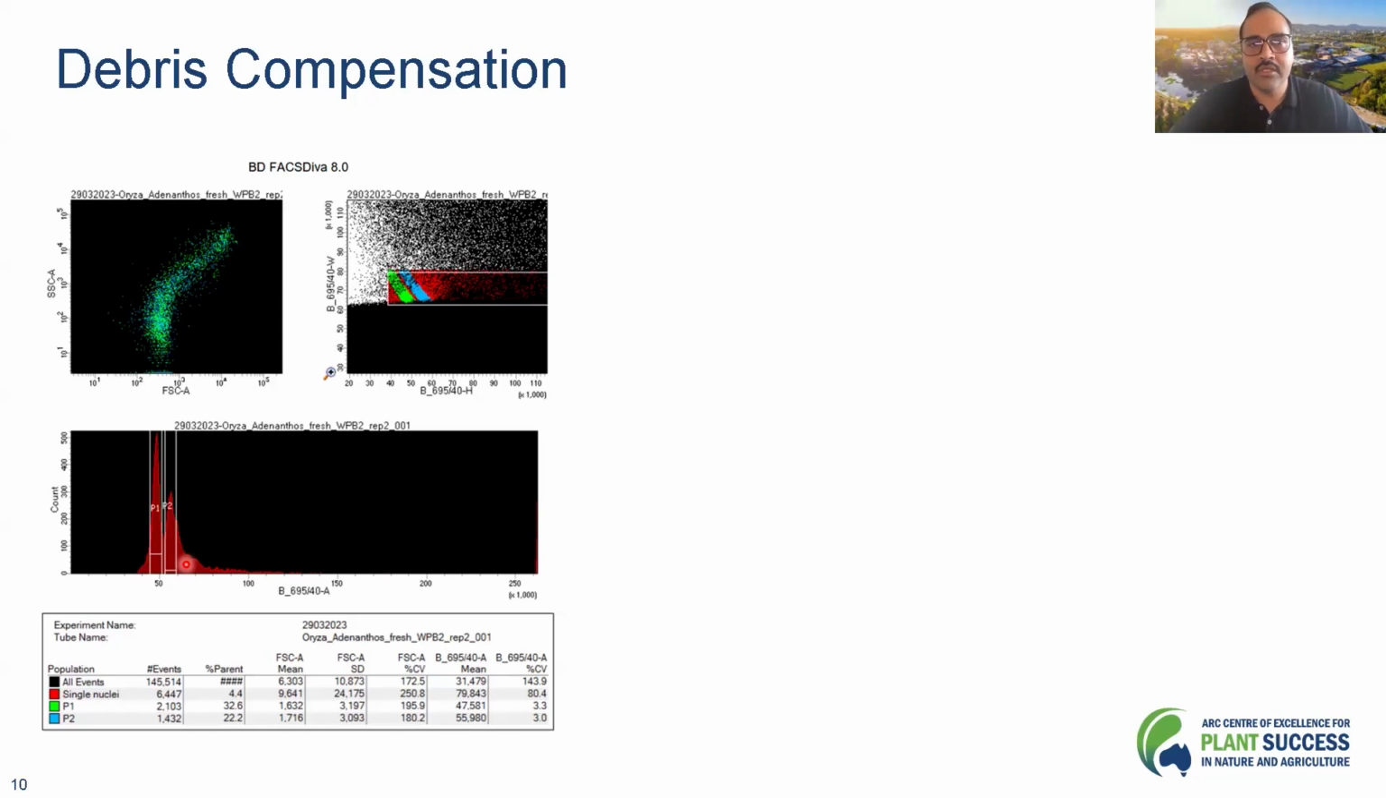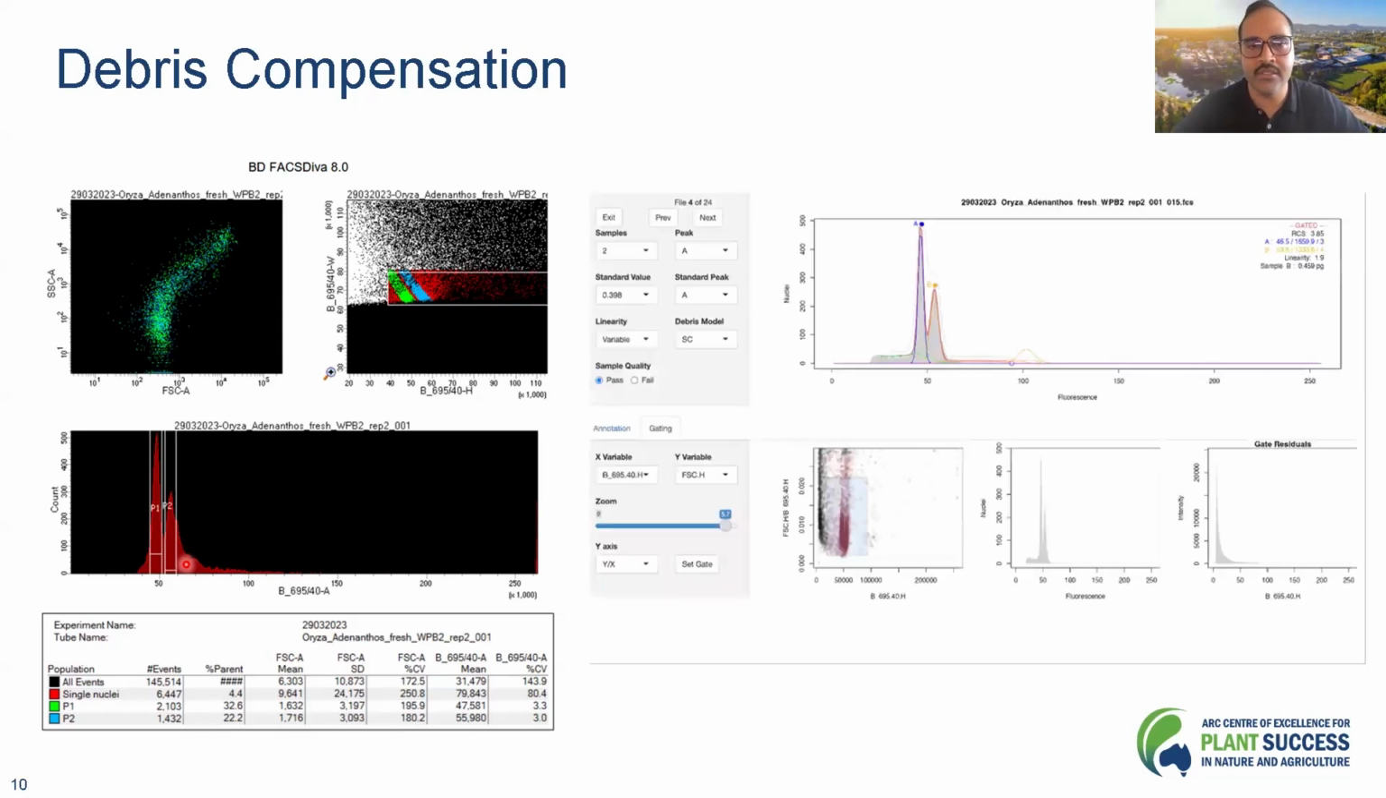It is usually recommended that the CV percentage is below 5% for reliable results. So how do we deal with this debris thing? Because this is a conventional analysis. So we opted for an automated peak modeling and debris compensation that is done by a software called Flowploid.